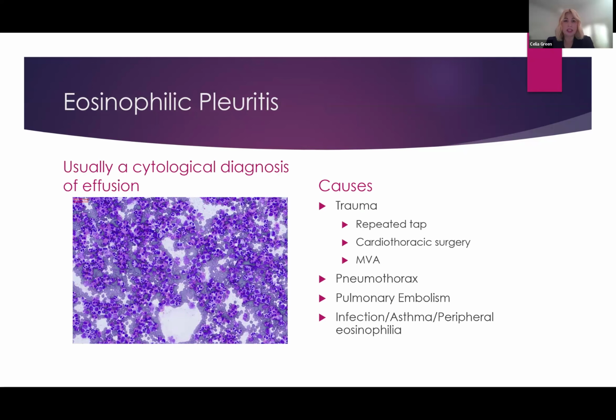So another pattern we see, usually more on cytology than you would get in a biopsy. I don't think I've really seen any eosinophilic biopsies, but there are very many eosinophils sitting together with the macrophage population in here. The most common cause of an eosinophilic pleuritis is actually just a repeated tap, but anything from pneumothorax to pulmonary embolism. And then in the small print, because mostly surgery, repeated tap, or pneumothorax are going to explain the vast majority of eosinophilic effusions, the small print is actually things like asthma, peripheral eosinophilia, or infection.